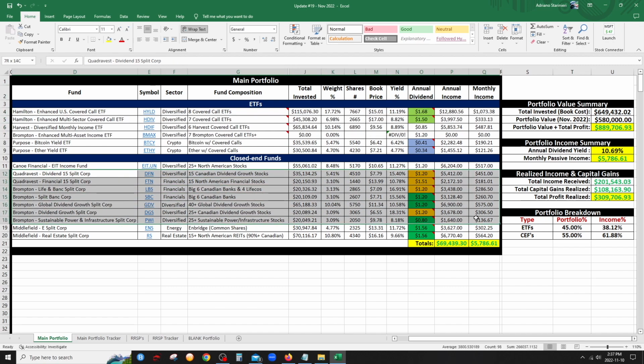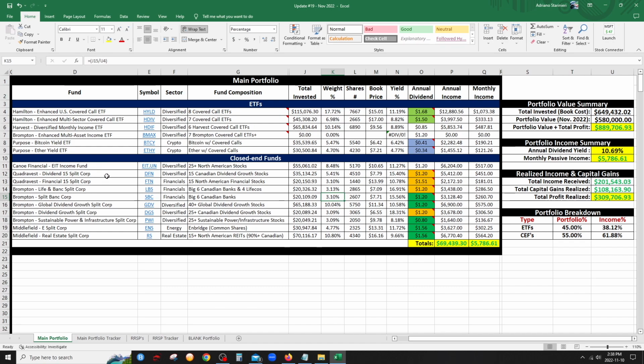I do have a lot in split funds right now, but keep in mind, split funds are not made equal. I don't have the really high risk ones in terms of missing dividends like FFN or DF. I do have some DGS, but you see here it's a smaller percentage. The biggest chunks are in the safer ones like RS, ENS, GDV, SBC.